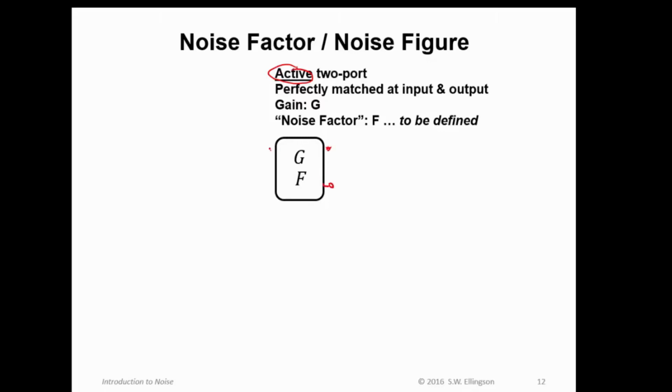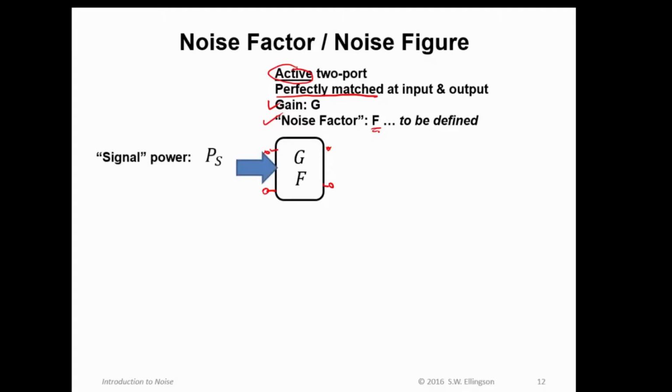So this box has terminals on the right and on the left. And let's assume it's perfectly matched. Again, we can do the non-perfectly matched case as a separate problem. It gets a little bit more complicated because the impedance mismatch has changed the results. So initially we'll call it perfectly matched. And we can characterize this two-port then as having some gain, G, and some noise factor, F. And F is the thing that I want to define here. So let me show you how I go about doing that.